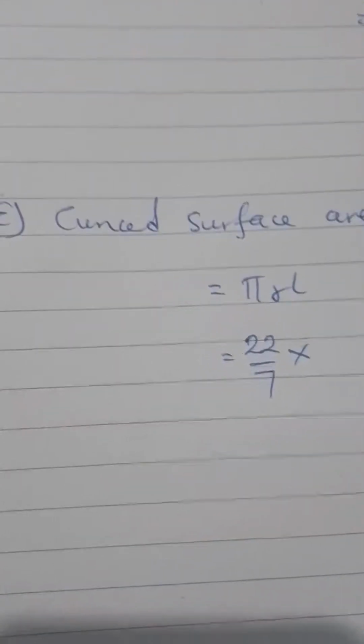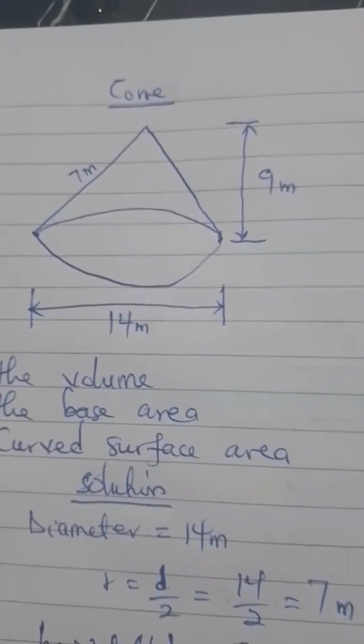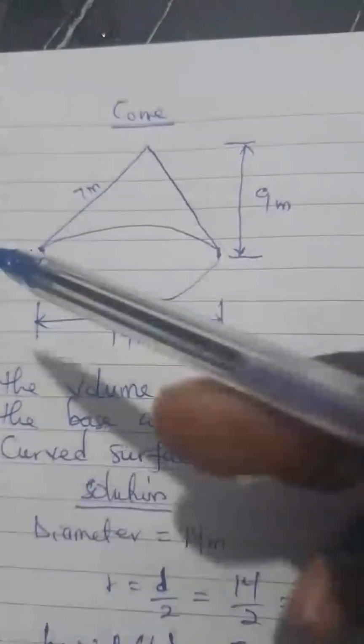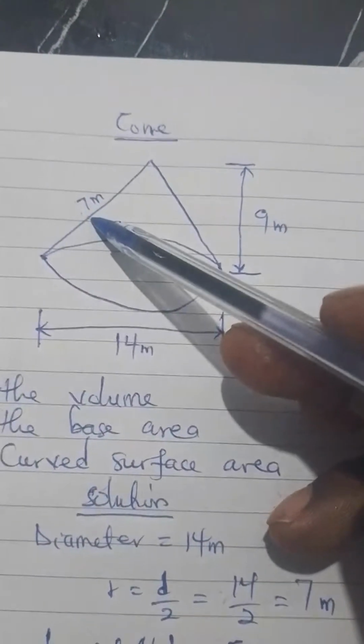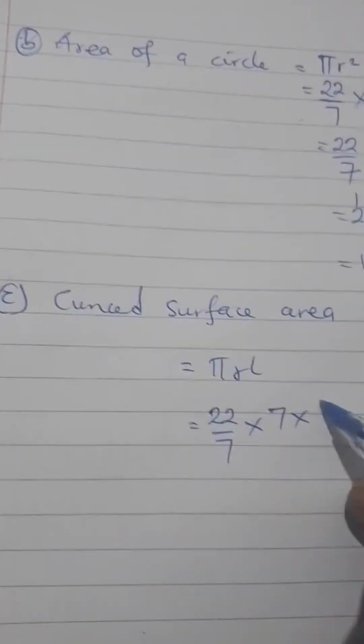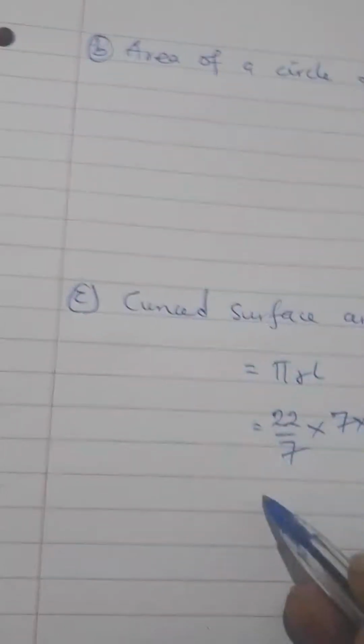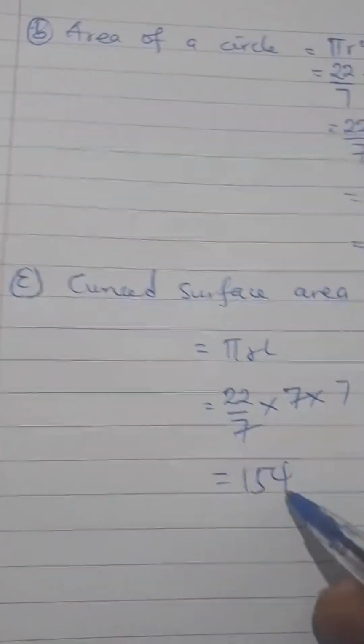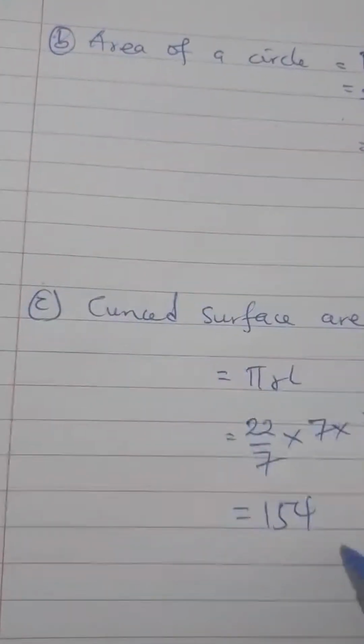Then the radius is 7. Now we look at the diagram, that is the cone itself. This 7 is the slant height, that is the L. So the L will be 7. So 7 cancels 7, we get 154, and that is meters squared.